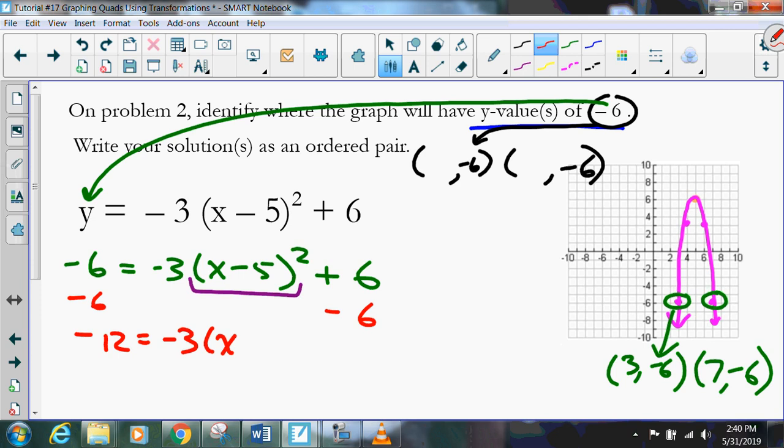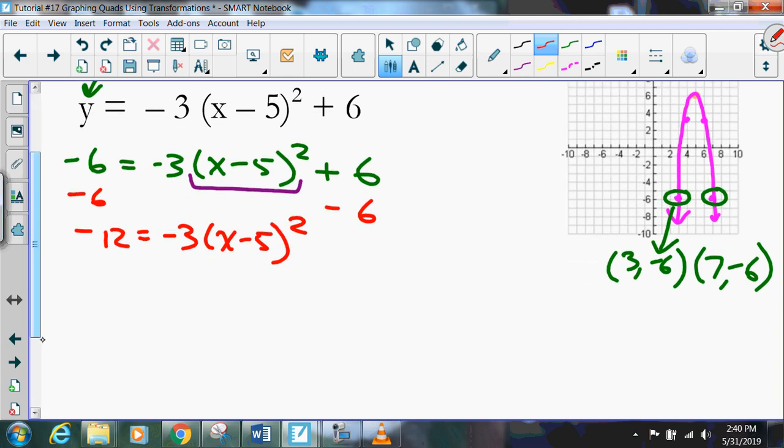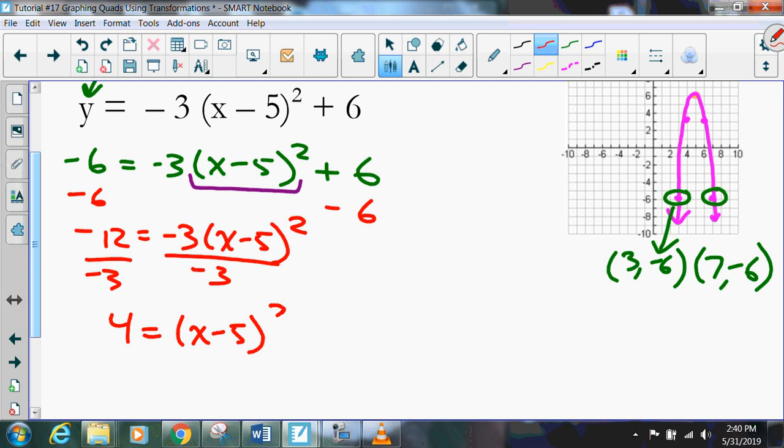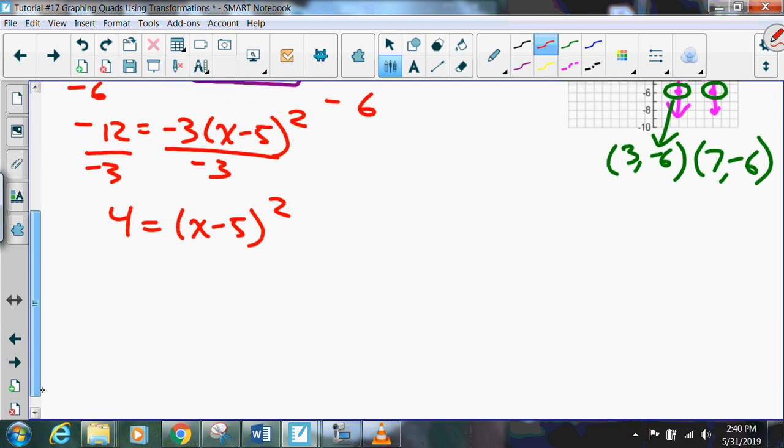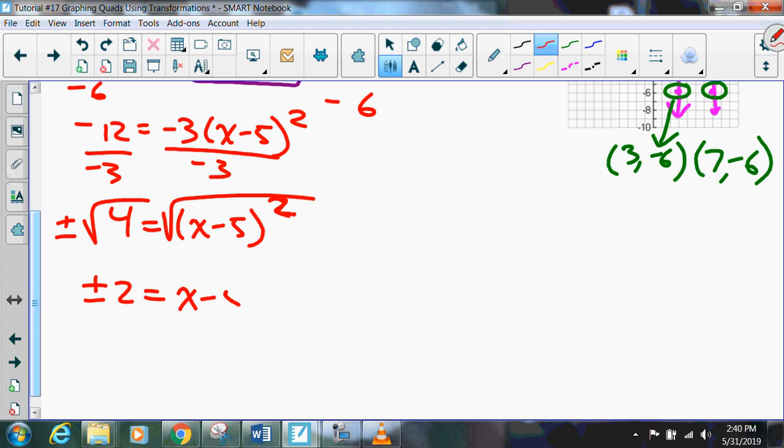And then I'm like, oh, my mission's almost accomplished. I almost have it by itself. But that darn -3 is in the way. So I'm going to divide both sides by -3. And I get 4 equals x minus 5 quantity squared. I know that to solve for x, I got to break it free from that square, right? And so I'm going to take the square root of both sides, remembering to put a plus or minus in front of my 4. So I end up with this, which is 2 equations in one.